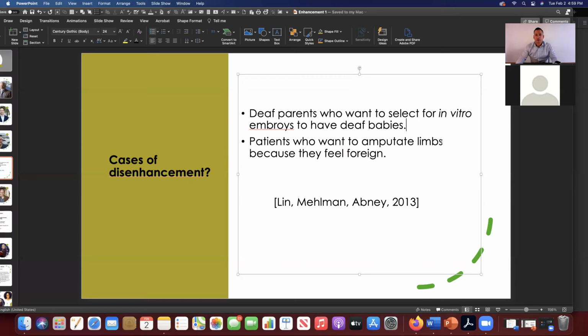And patients who want to amputate limbs because they feel foreign. So if this case isn't convincing to you as a clear case of disenhancement, maybe the second case would be. So those who have certain psychiatric conditions that lead them to want to have their limbs amputated. And presumably having limbs amputated counts as a kind of disenhancement.